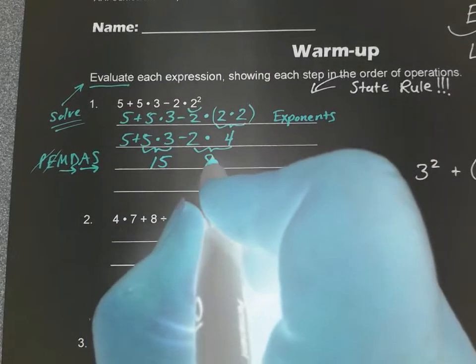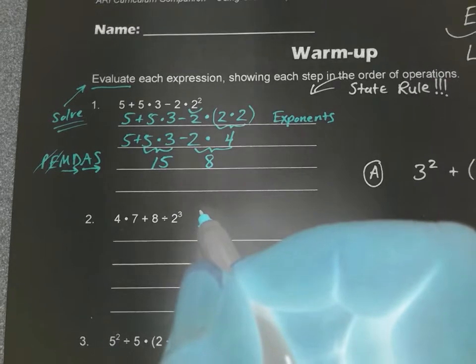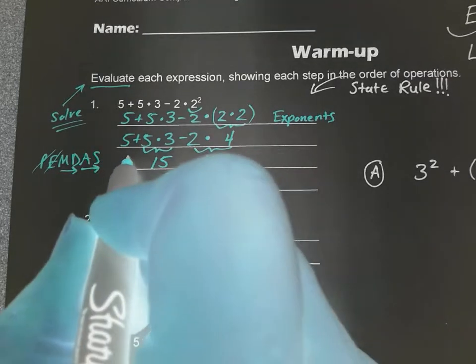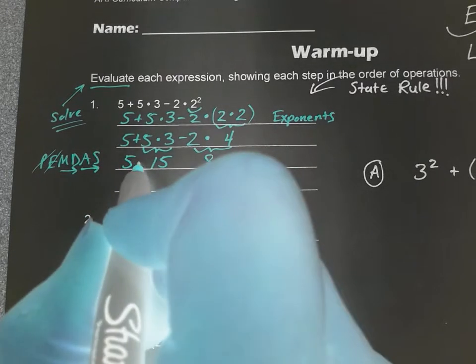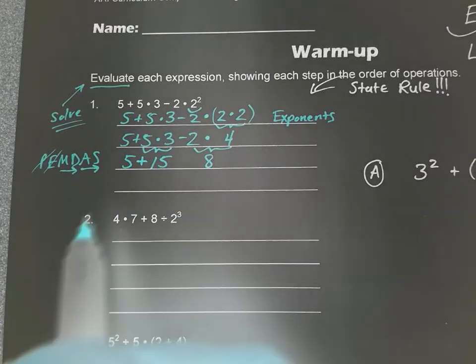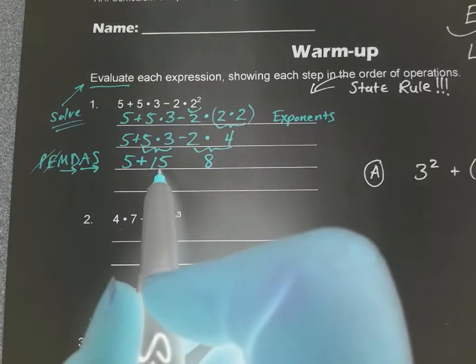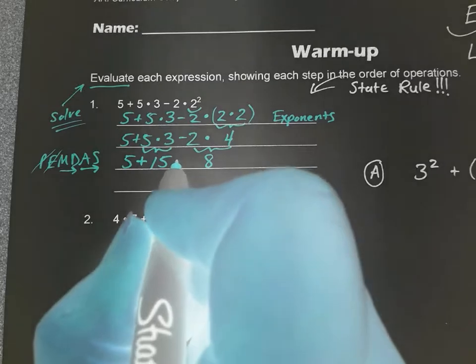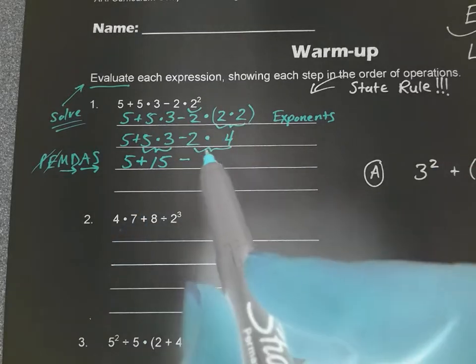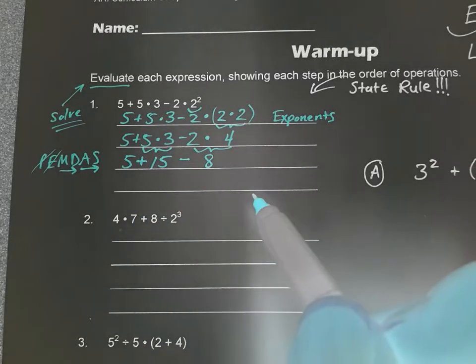8, of course. So I bring everything else down that I haven't used yet. There's this 5 out front, still there. Still an addition happening next. This 5 times 3 is now 15. But look at that subtraction. We haven't used this yet. And we already took care of 2 times 4. It looks like we're ready to go.